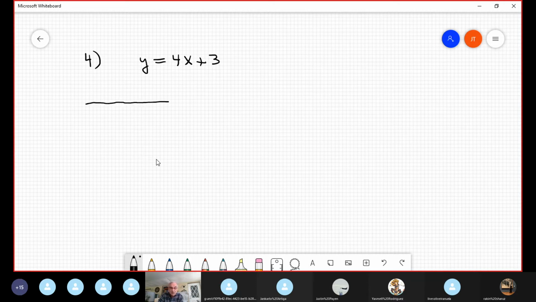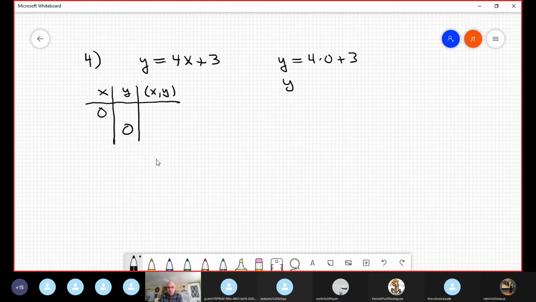is x, y. X comma Y, a repetition of the same components, but in the format of ordered pairs. 0 on X, 0 on Y, because I want to use an intercept. So with 0 on X, y equals 4 times 0 plus 3. Y equals 4 times 0, which is 0, plus 3 is 3. The answer is 3, and the point is (0, 3).